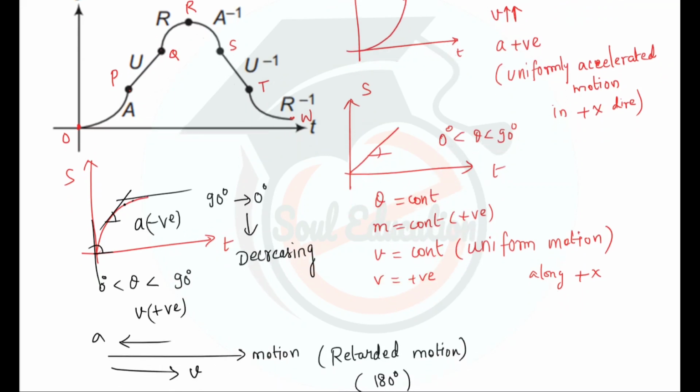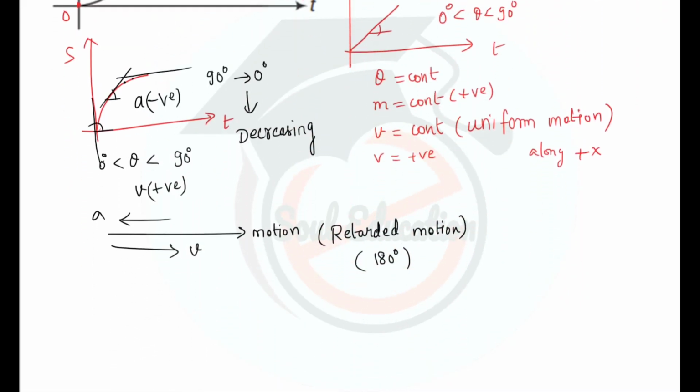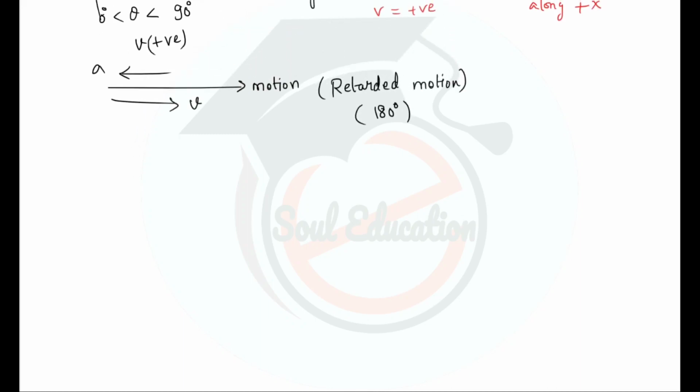Okay, next, coming to the RS part. This is my graph, this is my ST graph. Now in this ST graph, if we look at the slope at each point, how is the slope? Here theta is more than 90 degrees, so definitely here it is 180 degrees, and here something like 120, so it decreases.